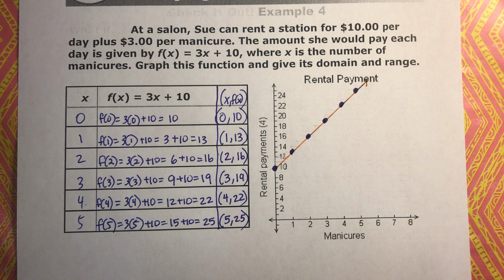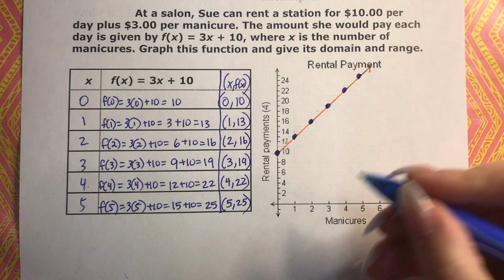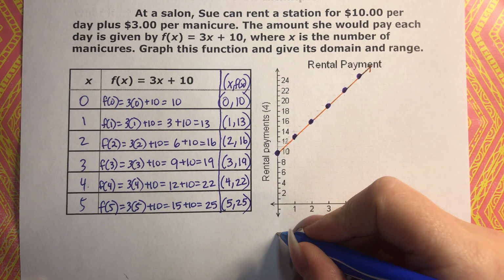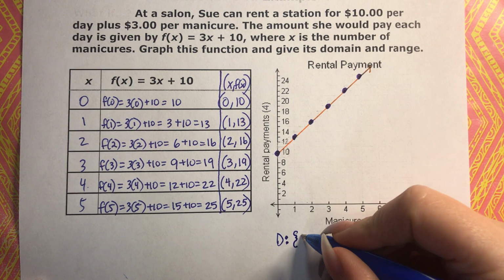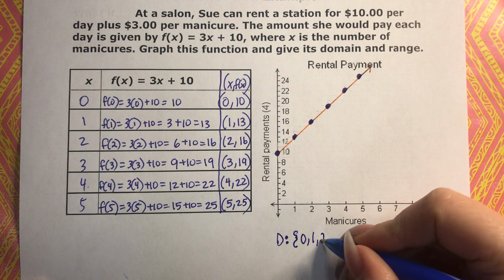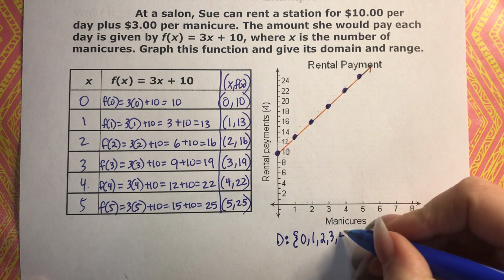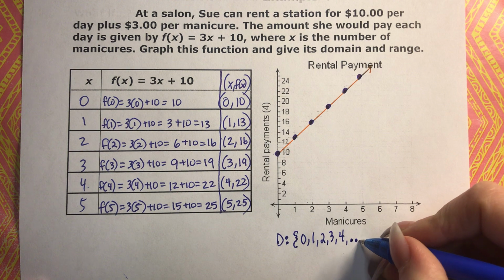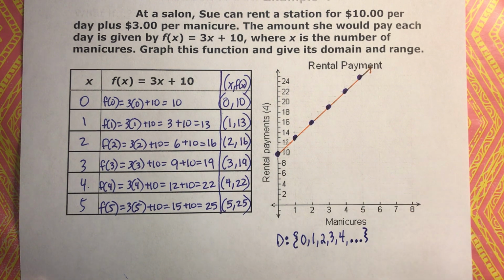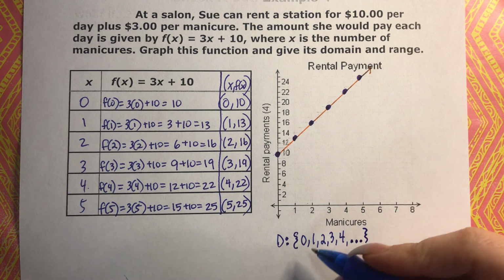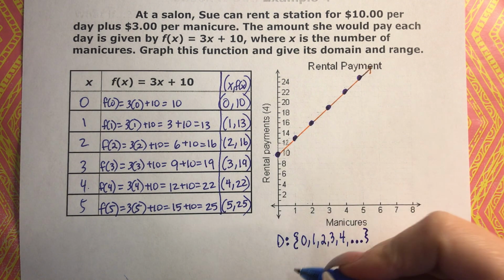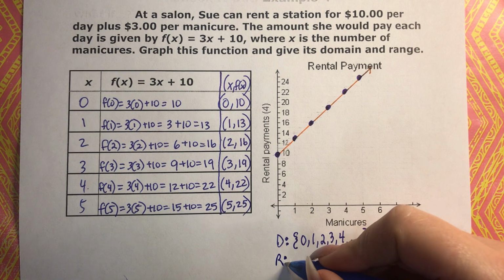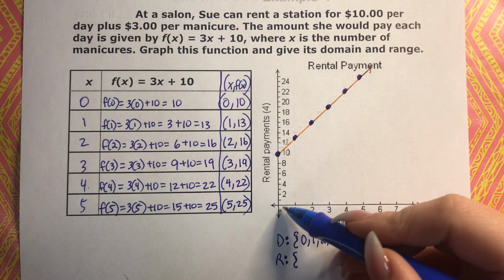So our domain is going to equal just the points. So 0, 1, 2, 3, 4, and then we're going to do this dot, dot, dot. Okay, and that dot, dot, dot just means that pattern is going to continue on and on forever. Okay, and then when we talk about the range, what's our first range value?